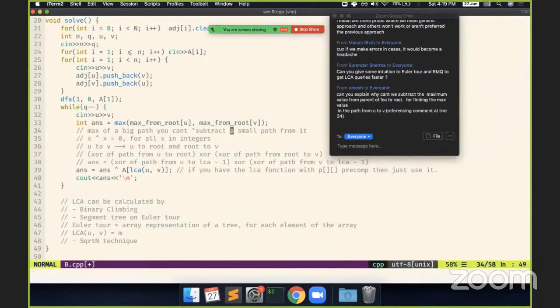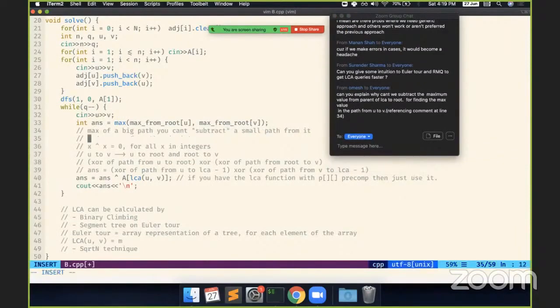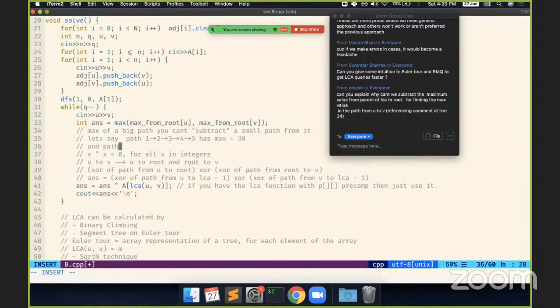By the word subtract here, I mean a very particular thing. Example, let me give you. Let's say path 1, 2, 3, 4, 5 has max equal 30, and path 3, 4, sorry. Okay, and let's say path 3, 2, 1, max equal 20. No, max equal again 30.